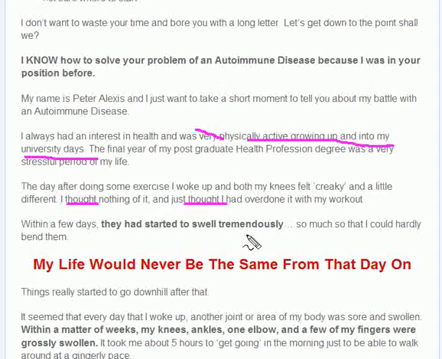"Within a few days, they started to swell tremendously, so much so that I could hardly bend. My life would never be the same." Now, in telling your story, you want to show and not tell. Rather than saying the things that happened to you, give the experience as you went through it. Rather than stating "when I got up my knees were swollen," you can say you could hardly get out of bed, and when you looked at your knees, they were as large as grapefruit and red. They'll realize you're in a lot of pain. Keep to that technique of storytelling, showing and not telling.